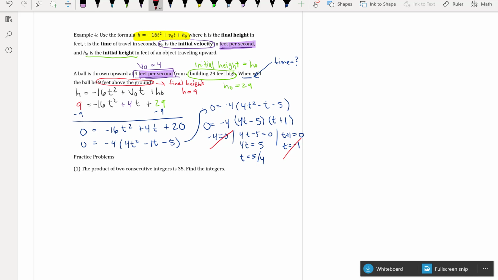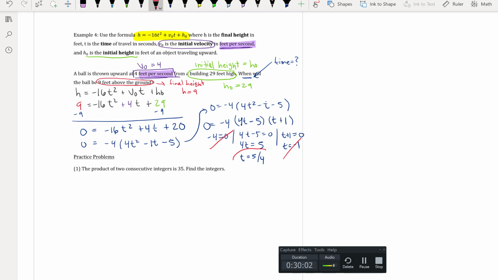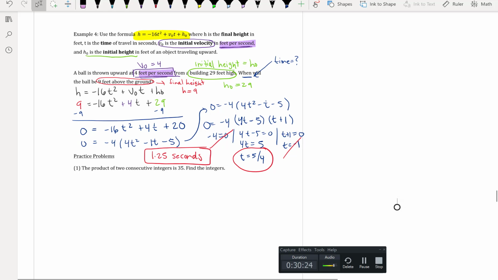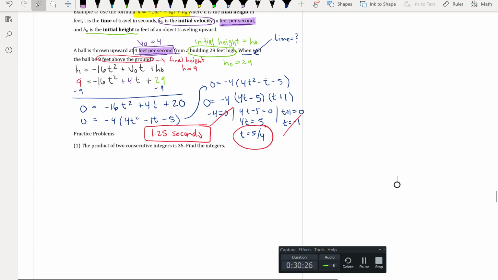Negative time, this is not Back to the Future. I cannot go back in time, so that's not right. So the only answer is 5/4. Or if you really want to get technical, 5/4 is 1.25 seconds. So after 1.25 seconds, the ball will be at 9 feet. Okay? All right. So that concludes example number 4.